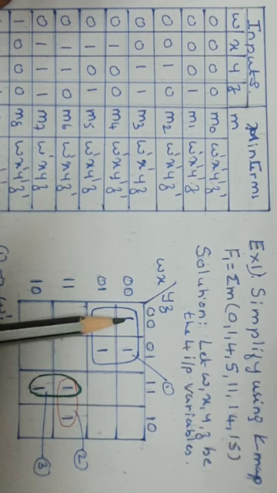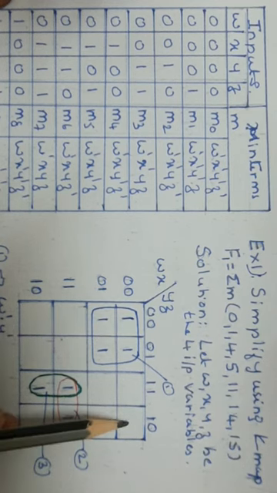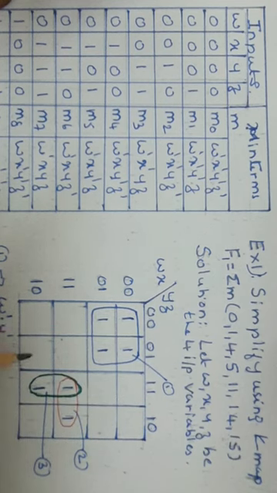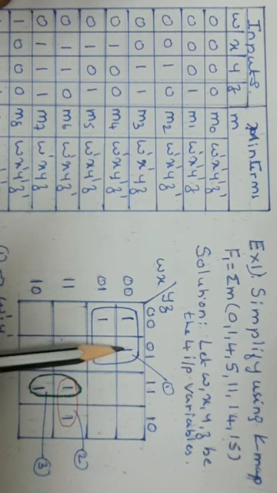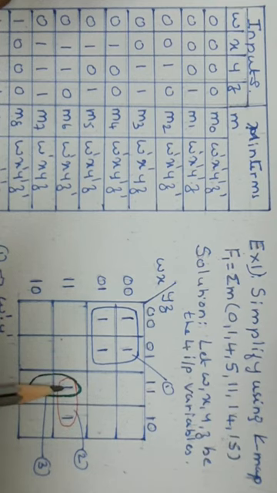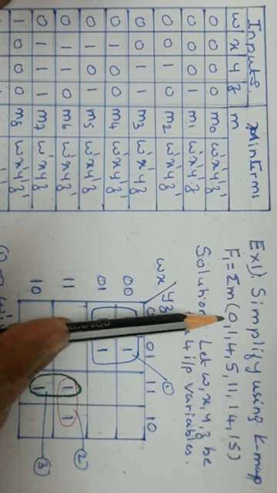This is the min term 0th place, m0, m1, m2, m3, m4, m5, m6, m7, m8, m9, m10, m11, m12, m13, m14, m15. I repeat, the places for min terms in the K-map: m0 through m15. Okay, so these places are fixed. We must remember them.